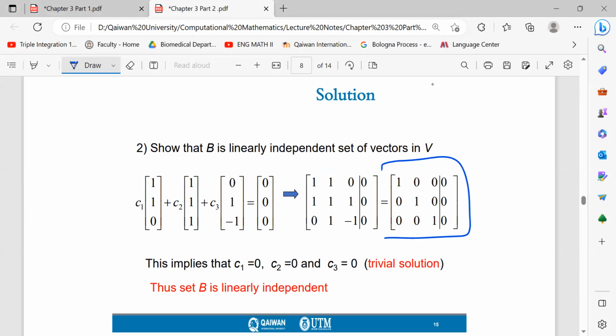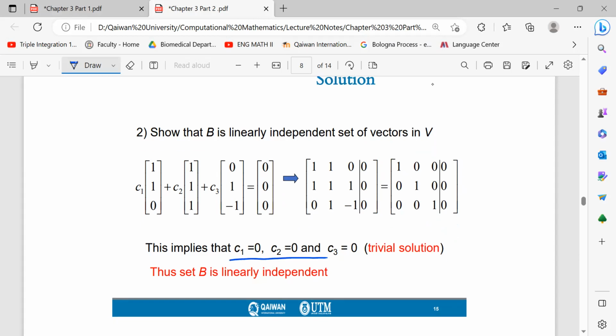Here we get this. So C3 is 0, C2 is 0, C1 is 0. I'm not showing how to get this matrix from this. Here we use reduced row echelon form. We talked about this type of examples in many examples before. So C1, C2, and C3 are all 0. That means those three vectors are linearly independent.